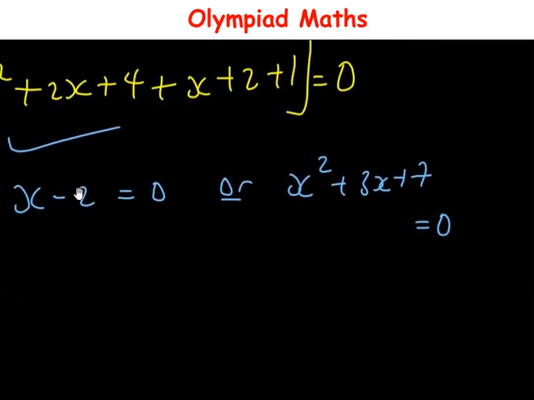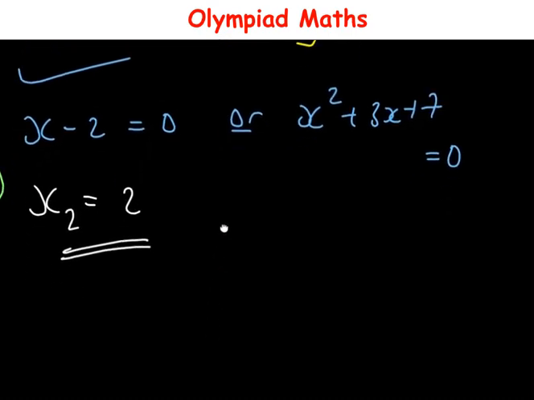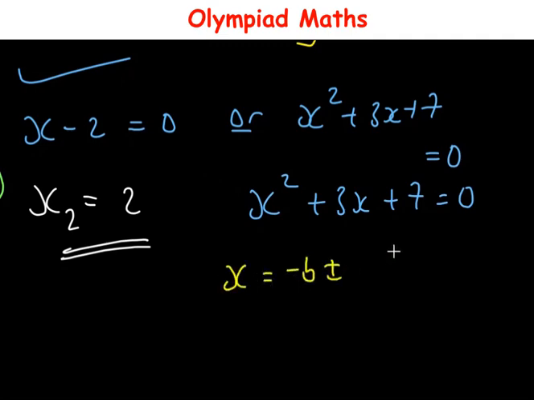Now from this linear equation, we can solve for the value of x such that x is equal to 2. With this, we have gotten the second solution for the value of x. Okay, for the other solution for the value of x, from this equation in which we have x squared plus 3x plus 7 equals 0, this is a quadratic equation. So to solve this, we're going to make use of the quadratic formula, which is given by x is equal to minus b plus or minus square root b squared minus 4ac all over 2a.